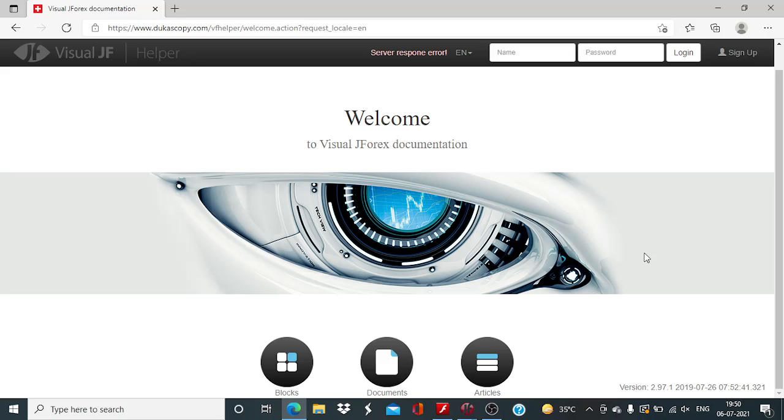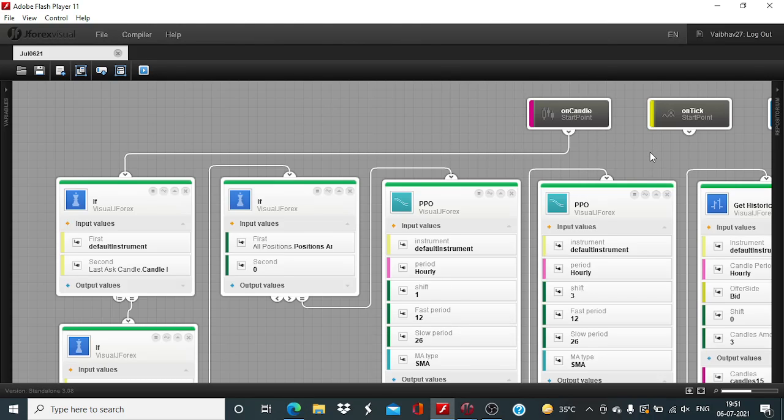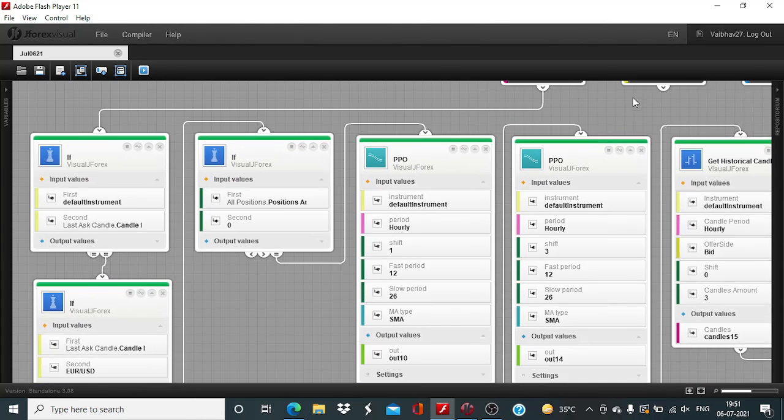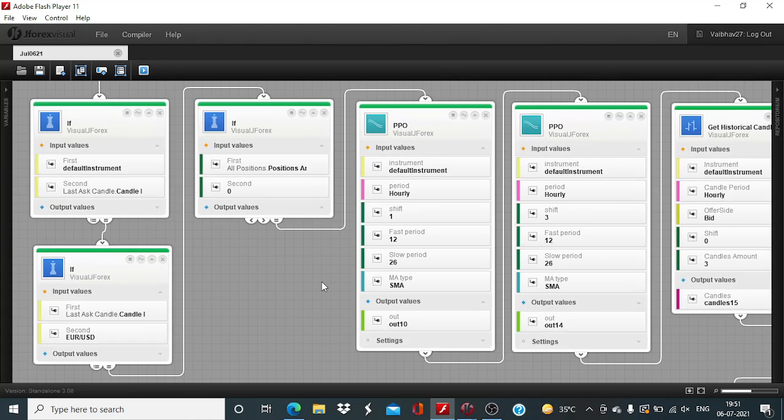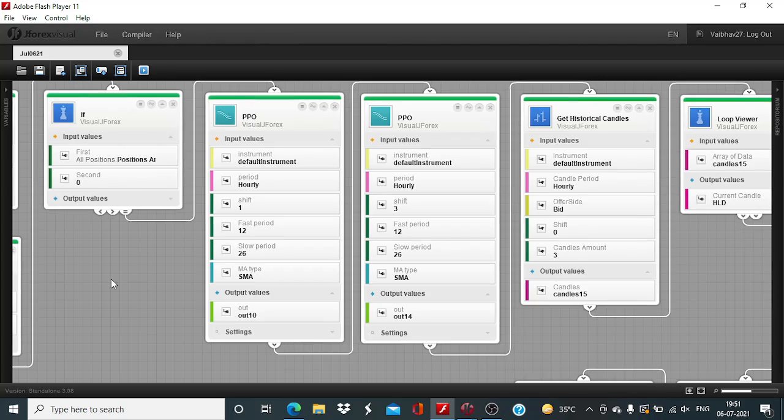In today's session of Visual JForex, we will be completing our algorithmic setup using the indicator PPO, percentage price oscillator. So let us now head to the Visual JForex board, which has been developed by the Dukascopy Bank SA. The setup so far includes a subscription for the default instrument, which is Euro USD. The position amount was defined at 0.